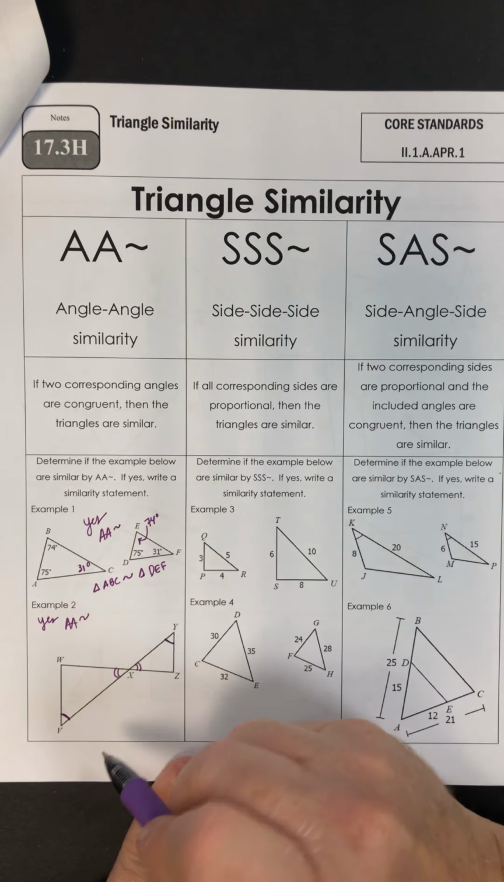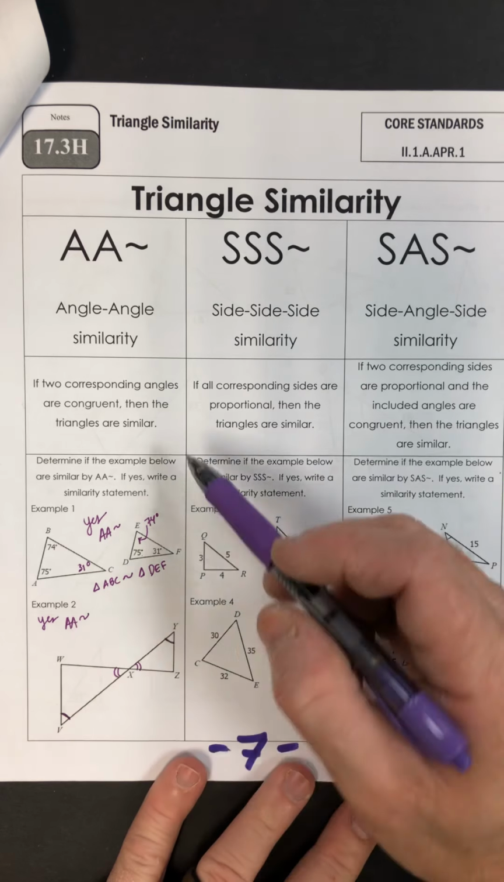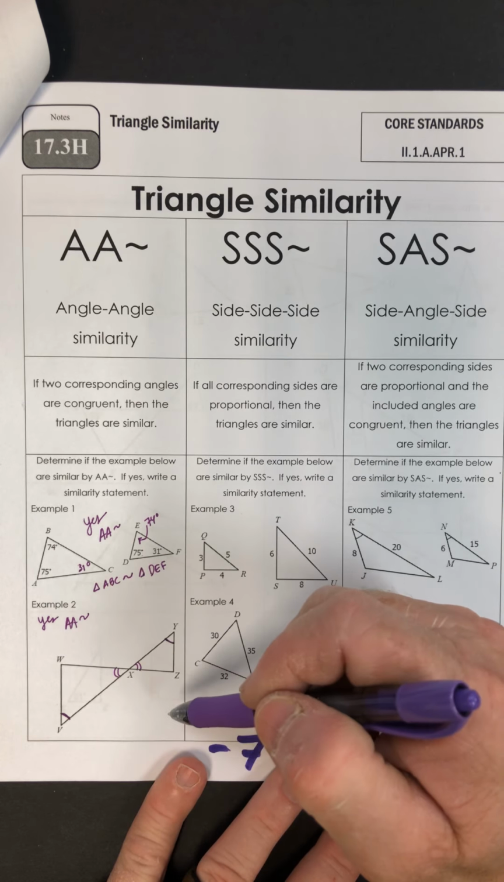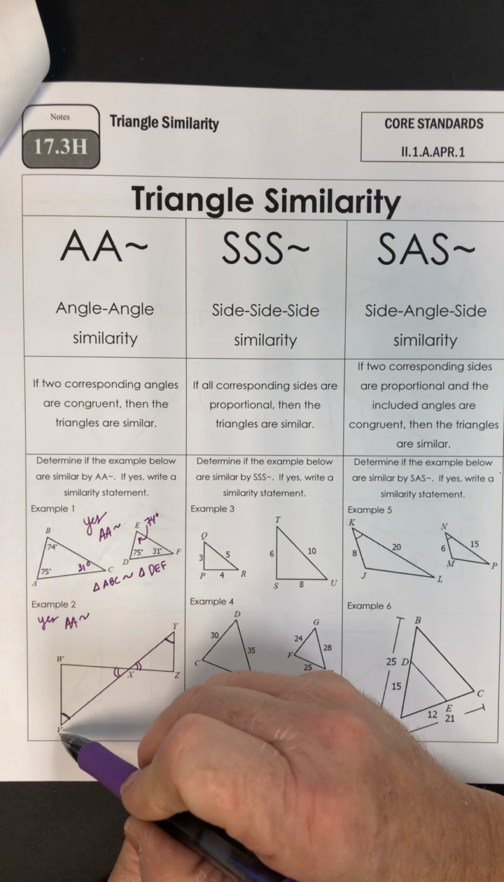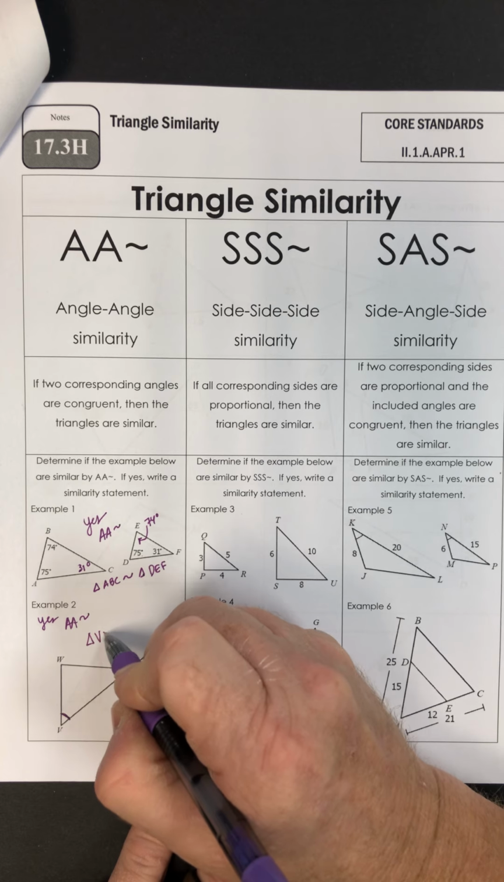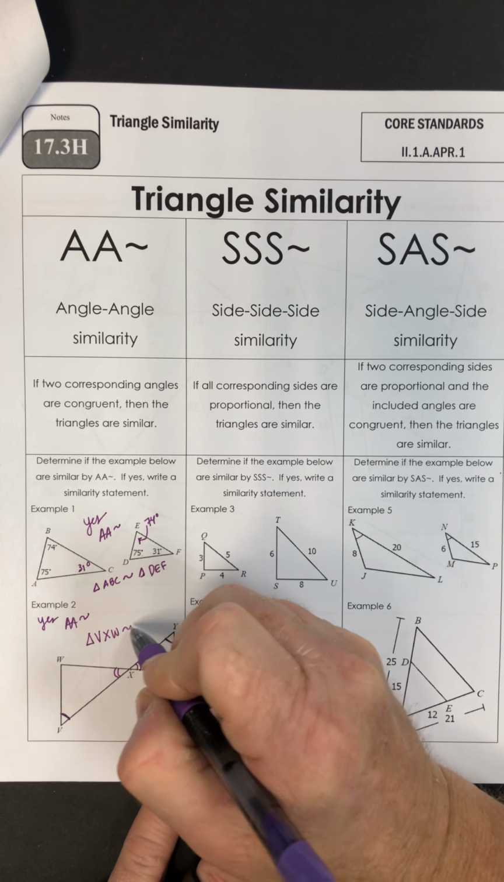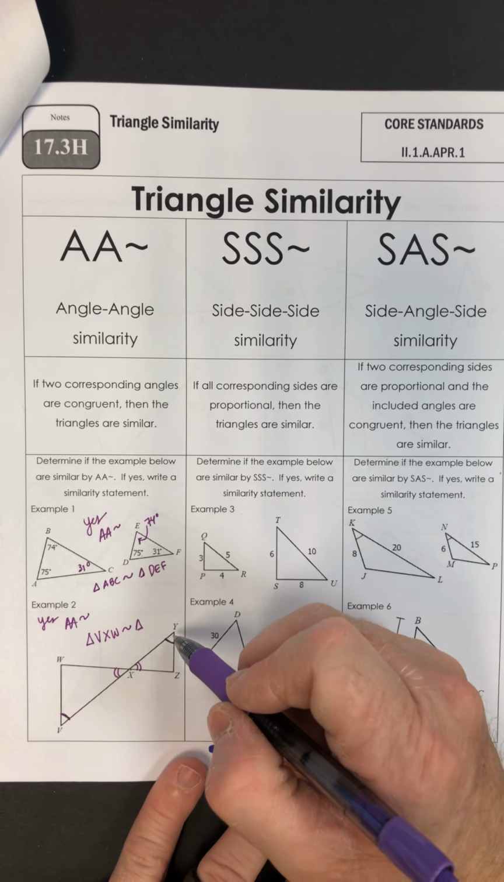And let's write the statement. We'll start with the bigger triangle here. It didn't specify which way we had to write the similarity statement, so we'll just do it how we want. So I'm going to say triangle VXW is similar to triangle. So if I want VXW, I'm going to have to go YXZ.